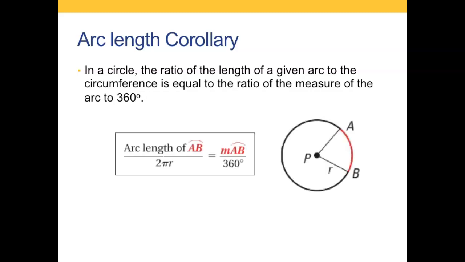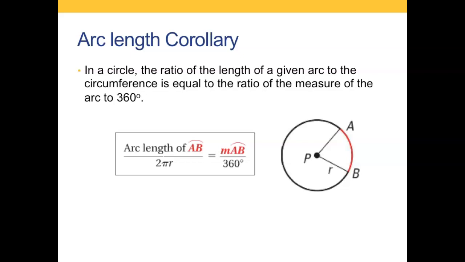So here's what this is saying. Let's say we're trying to determine this red part, AB here. That arc length divided by 2 pi r, the circumference of the entire circle, is equal to the measure of that arc over 360. Now when we say the measure of the arc, that's different from arc length. Remember, measure of the arc is referring to the degree measure. Arc length is referring to the measure if you were to take a ruler that bends and measure what that distance is from A to B along the red line.